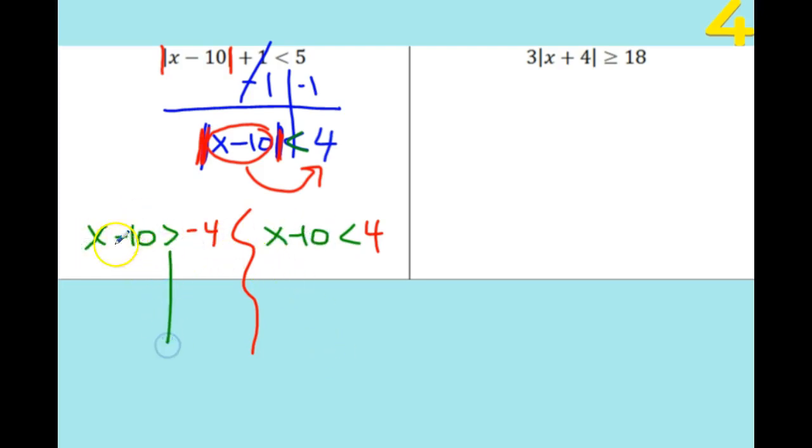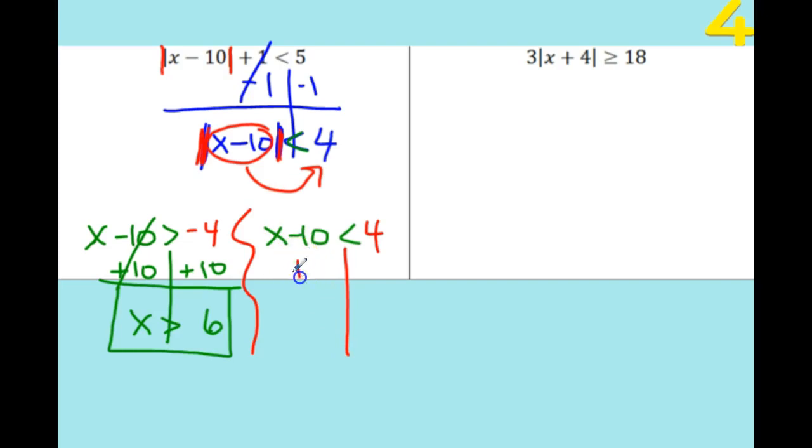So if I solve this, get rid of subtracting 10 by adding 10. 10 minus 10 eliminates. Negative 4 plus 10, different signs subtract. So 10 minus 4 gives me 6. There's more positives, so that's our answer. On this side, same thing, add 10, add 10. But here now I get x is less than 10 plus 4 is 14.